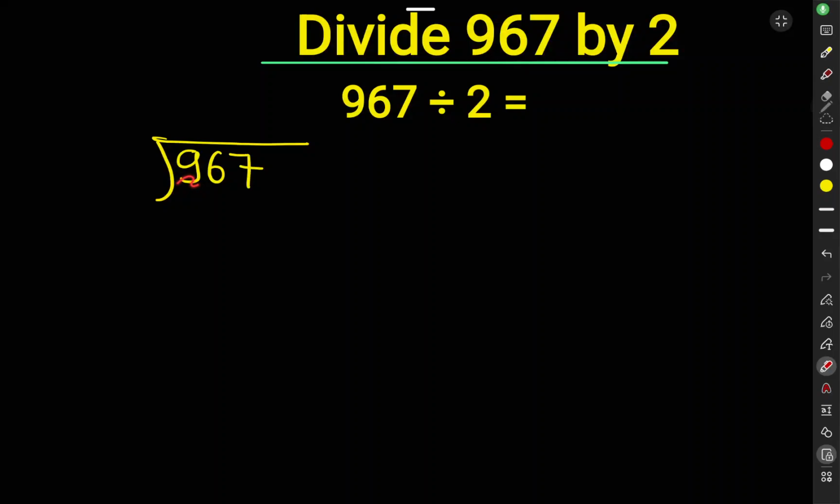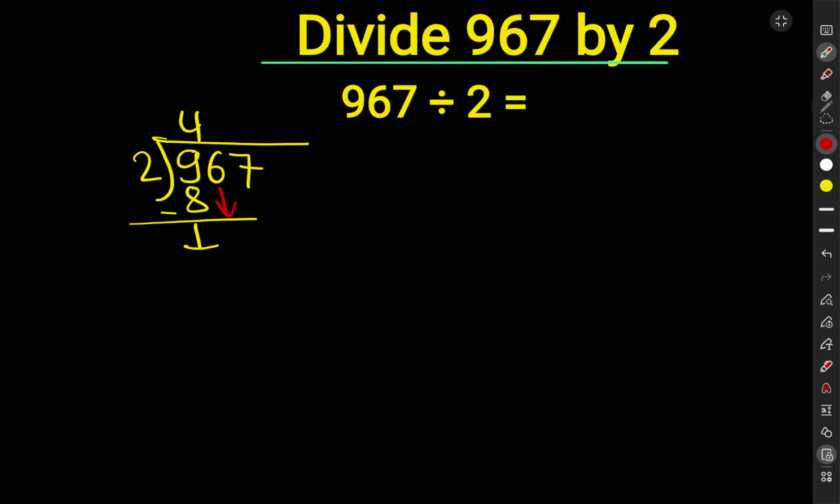We divide 967 by 2 in a long division method. So 2 times 4 is 8. On subtracting we get 1.